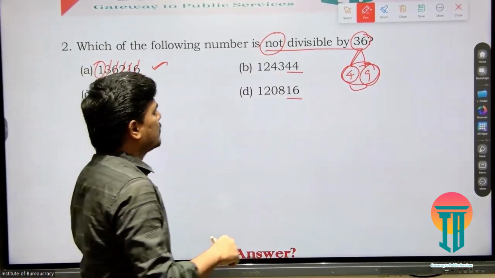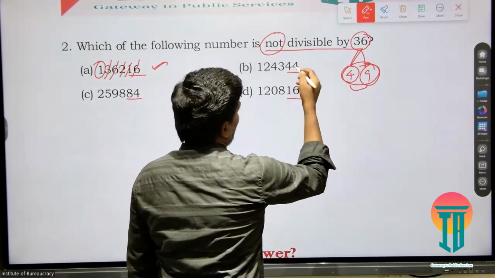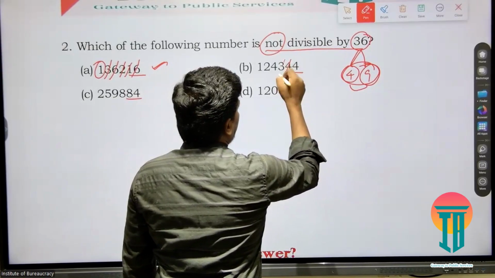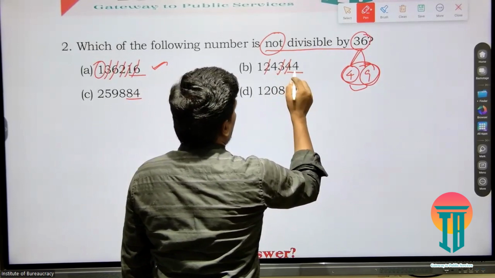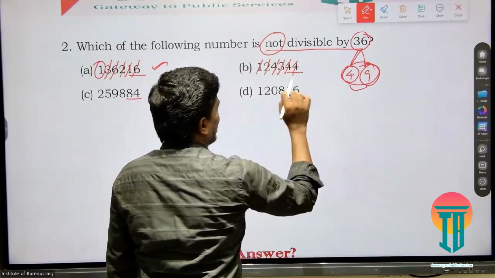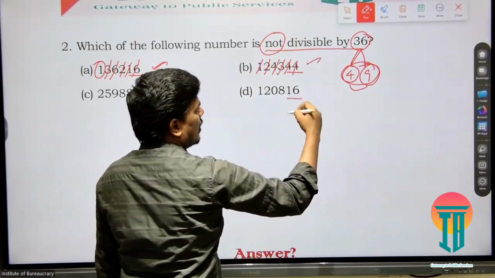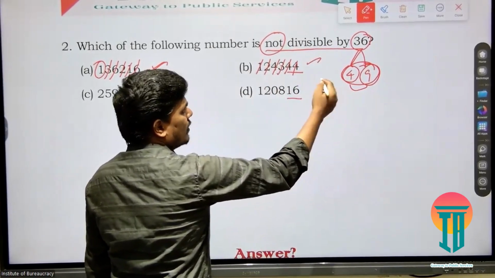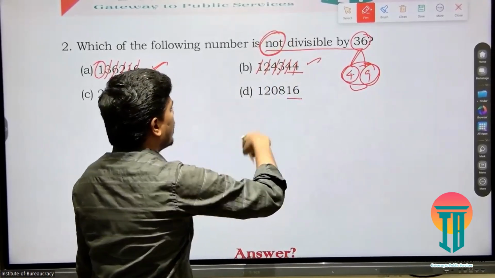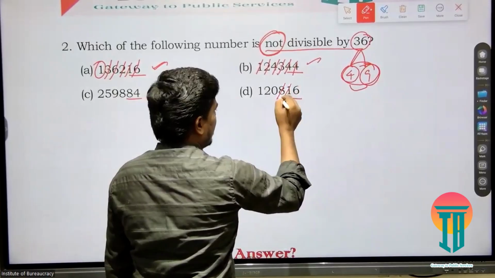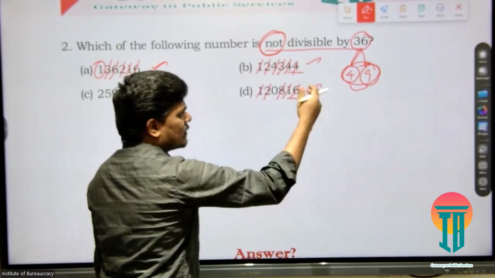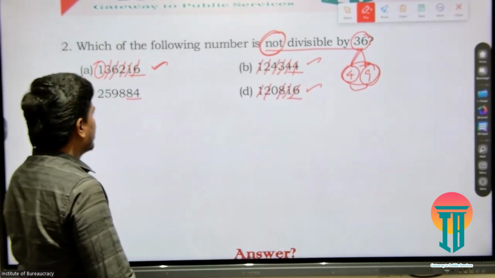Let's verify the other numbers. So 9, 9 we cancel. Like 7, 9 cancel. And then 8, 1, 9 cancel. So it is divisible by 9, and also divisible by 4. Therefore, it is divisible by 36. The question asks for the number not divisible by 36. Now let's go with this number, 9 and then 819. So it is also divisible by 9 as well as 4. This is divisible by 36.